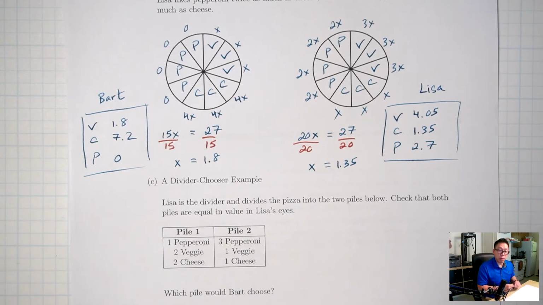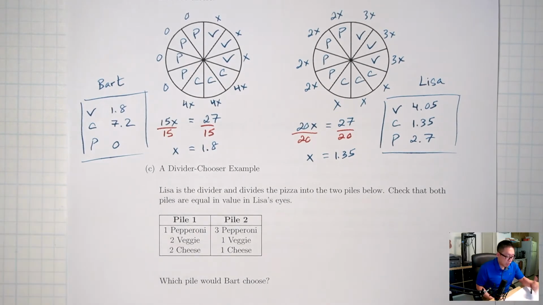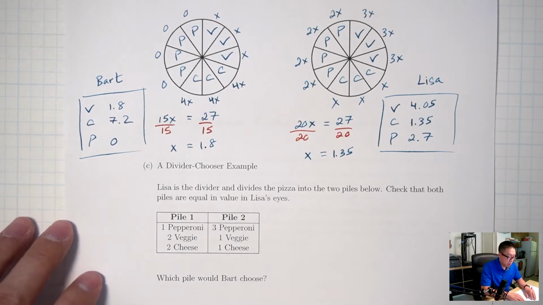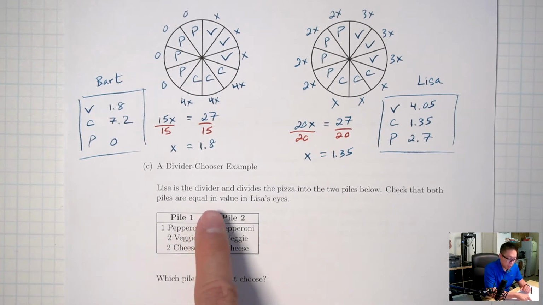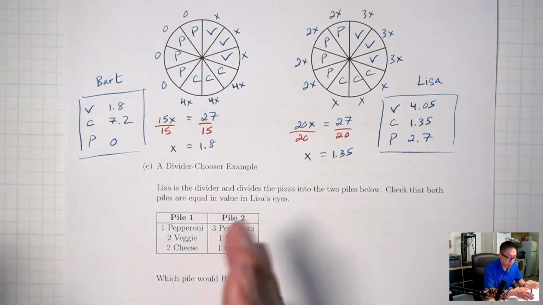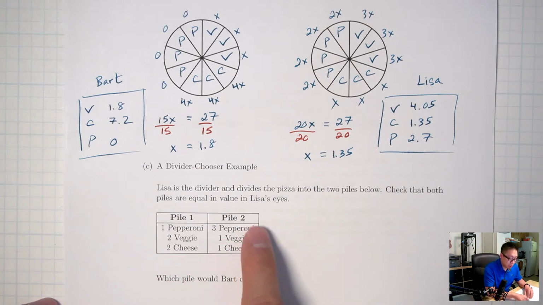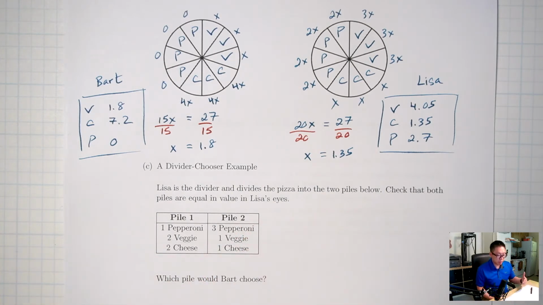So that's a review of what we talked about last time. So now the new stuff, a divider chooser example. Now we're going to determine which slices to give to each person. Lisa here is going to be the divider, and she's going to divide the pizza into the 2 piles below. Pile 1 has 1 pepperoni, 2 veggie, and 2 cheese. Pile 2 has 3 pepperoni, 1 veggie, and 1 cheese.